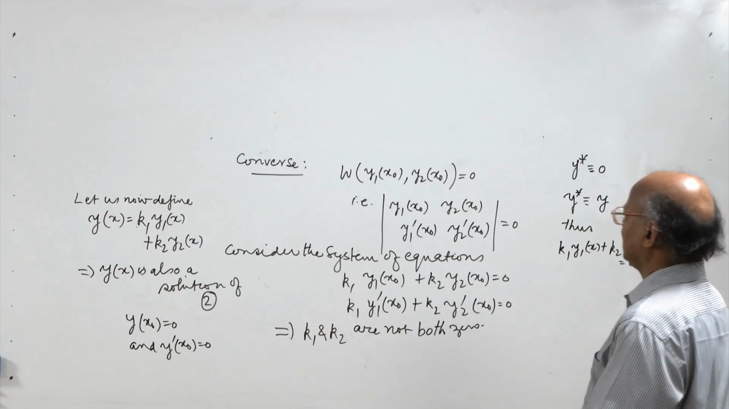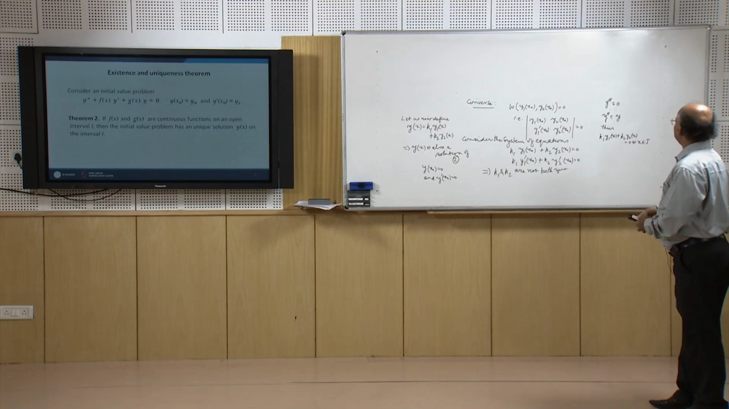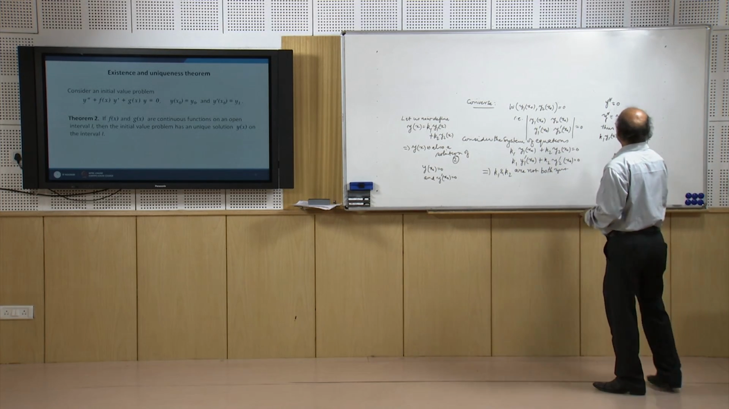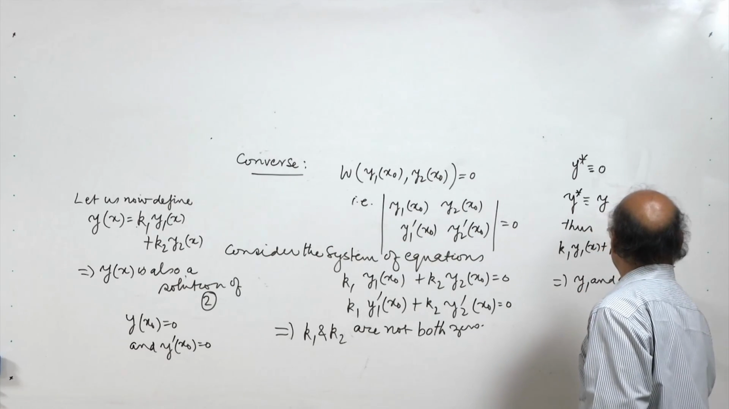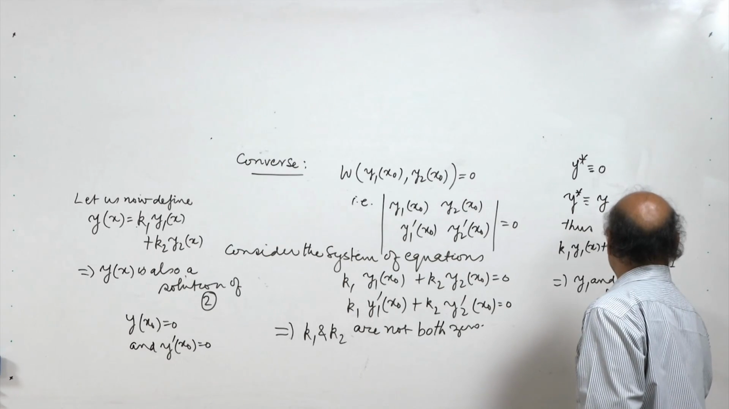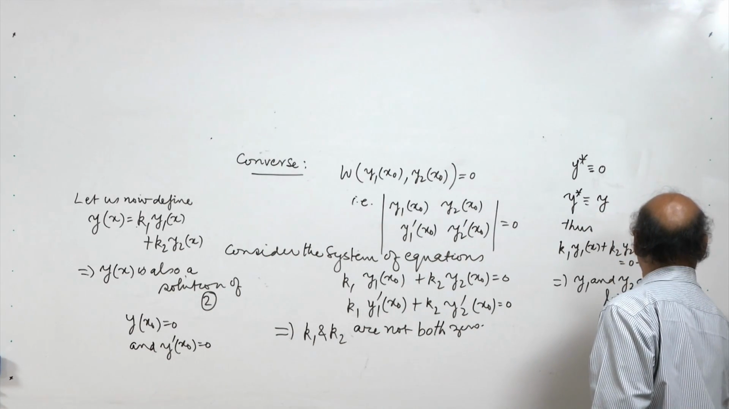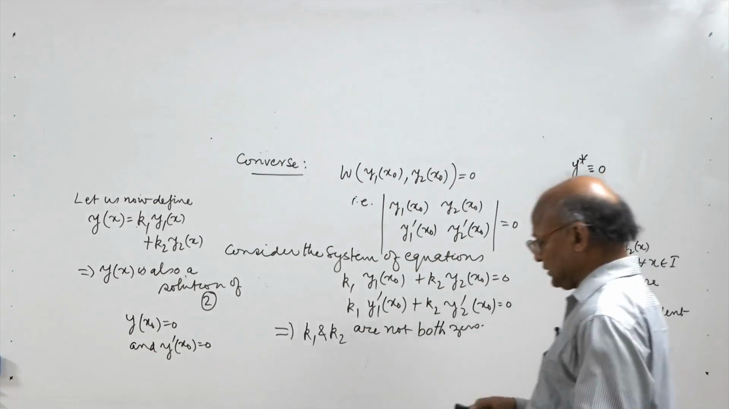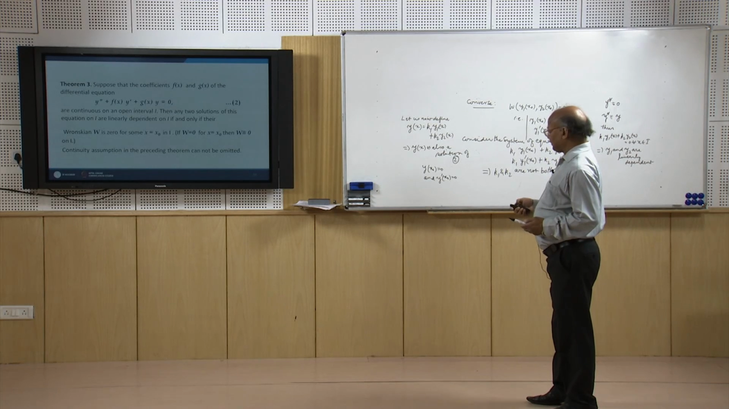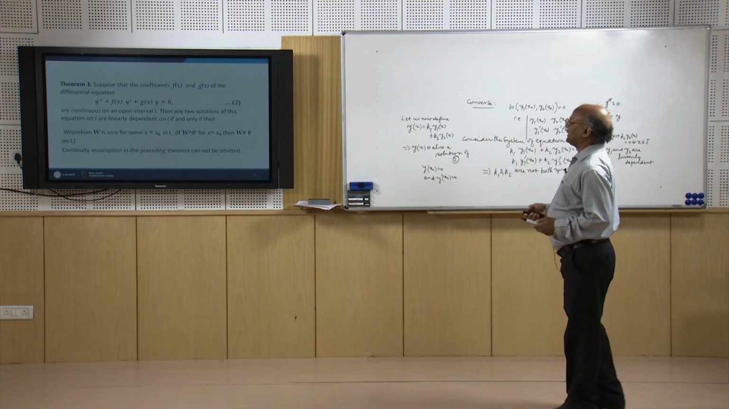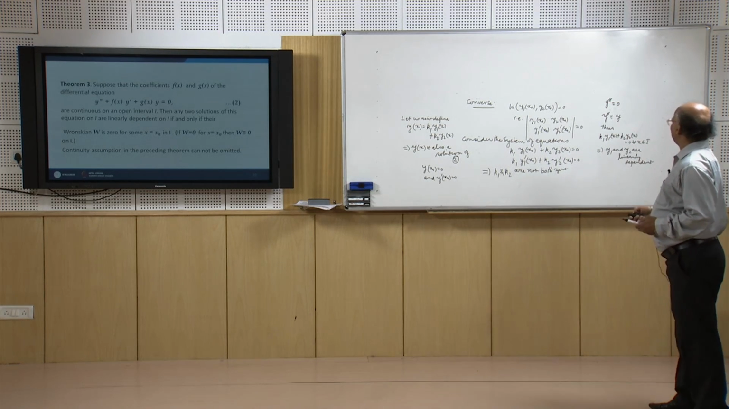belonging to I. So by the uniqueness theorem it follows that k1 y1 plus k2 y2 is equal to 0 for all x belonging to I, and k1, k2 are not both 0. This implies that y1 and y2 are linearly dependent. Now, whenever the Wronskian W is 0 for some x equal to x naught, we have proved that y1 and y2 are linearly dependent.